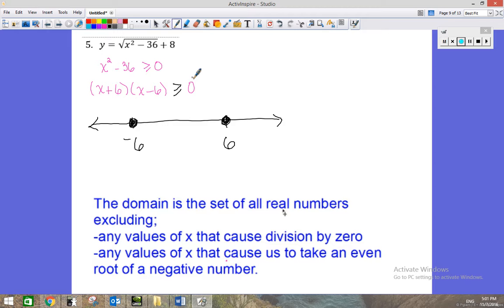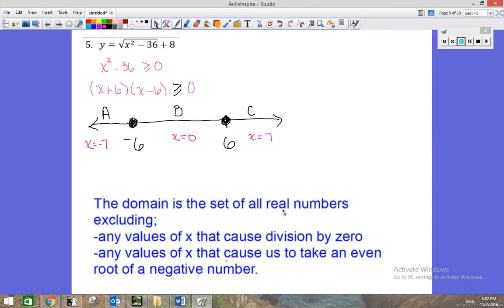So because of this inequality, what negative 6 and positive 6 do for us is cut the number line into 3 regions. Numbers to the left of negative 6, we'll call region A. Numbers between negative 6 and positive 6, I'll call region B. Values bigger than 6, we'll call region C. And what we do is pick test points, numbers that are easy to do arithmetic on. Left of negative 6, I'll pick negative 7. To the right of positive 6, I'll pick positive 7. And a nice test point between a negative number and a positive number is 0.